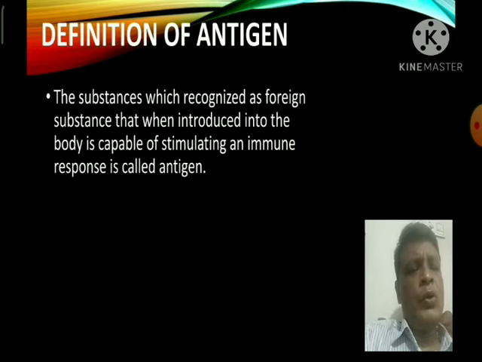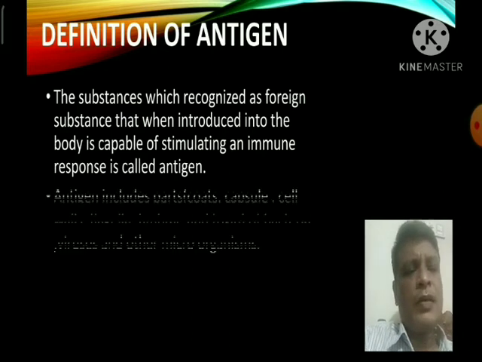Look at the figure, a very simple definition here. A substance that is recognized as a foreign substance, that when introduced into the body is capable of stimulating an immune response, is called the antigen. So we can easily say that the antigen must be foreign to the host. Any foreign substance that when introduced into our body will stimulate the formation of antibody or an immune response is called the antigen.